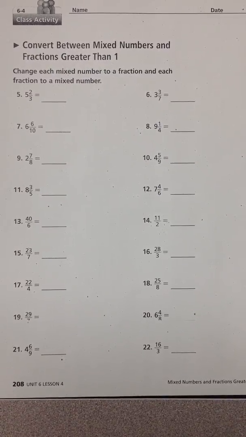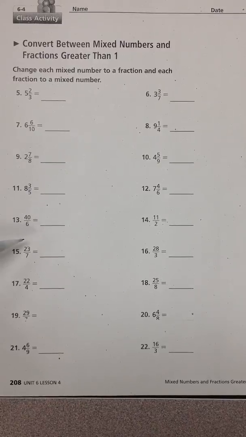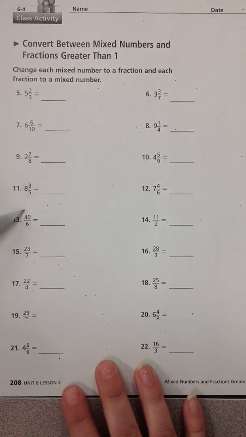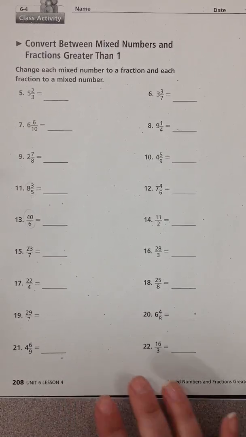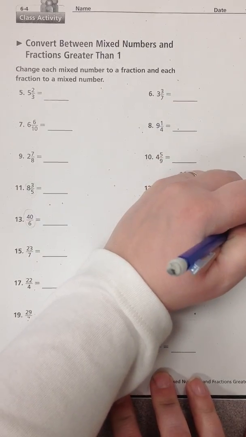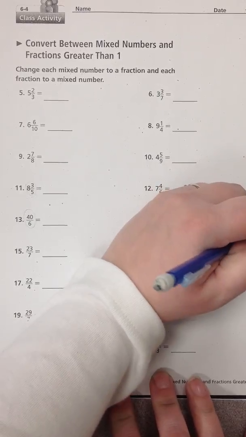All right, boys and girls, today we're going to be looking at making an improper fraction into a mixed number. This is what a mixed number looks like. This is an improper fraction. So we can use an equation, and it's usually the numerator divided by the denominator.